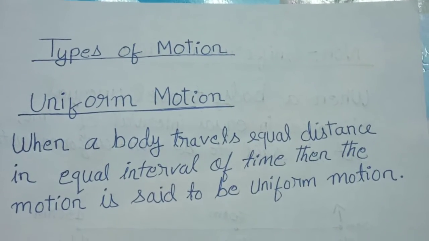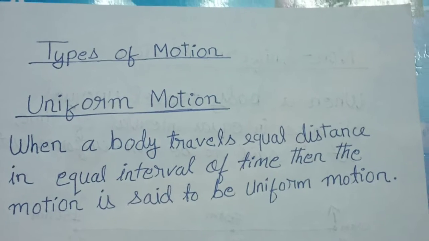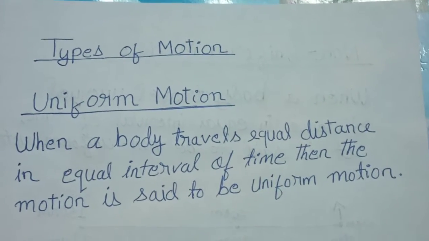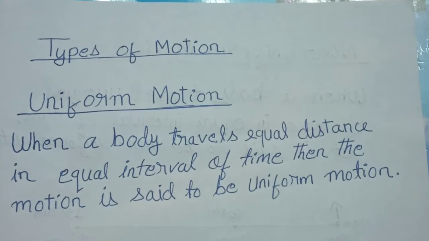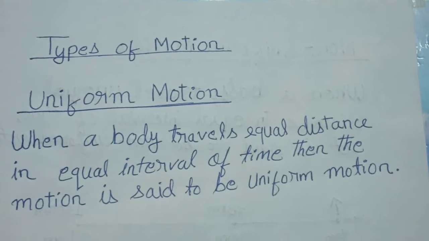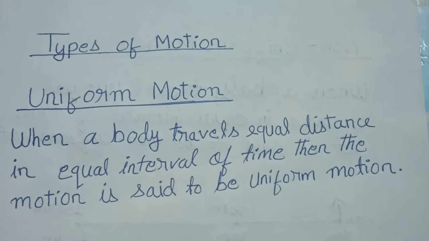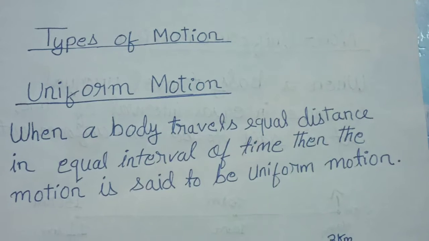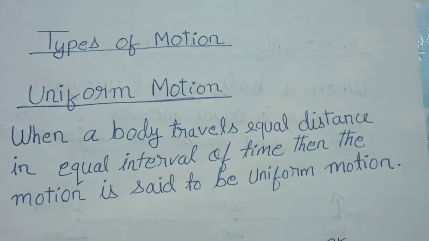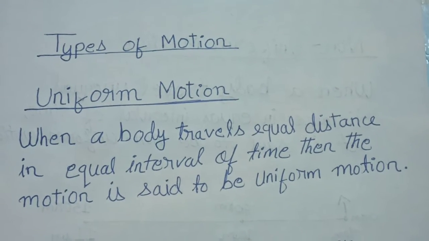Today we will be learning about types of motion. Basically, there are two types of motion, uniform motion and non-uniform motion. So let us first understand uniform motion. When a body travels equal distance in equal interval of time, then the motion is said to be uniform motion.